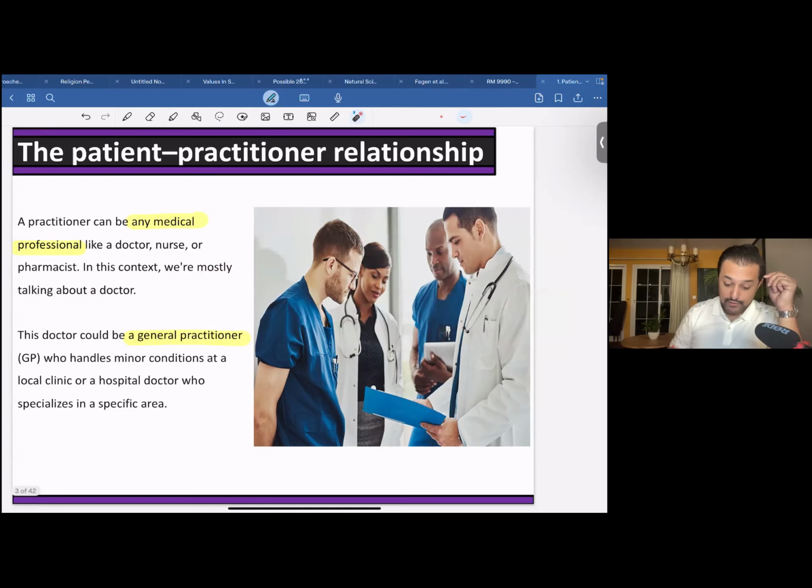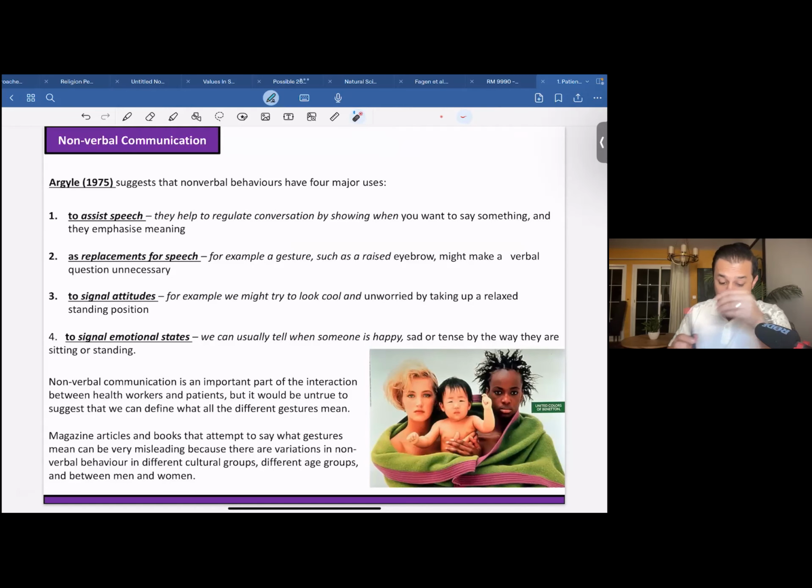Now, when we speak about non-verbal communication, according to Argyle, non-verbal communication could have 4 major uses. Number one, you could use non-verbal communication to assist speech, right? I just realized I'm moving my hands. When I'm emphasizing something, or trying to regulate a conversation with someone, your non-verbal communication could have a lot of impact. Number two, non-verbal communication could be used as a replacement for speech. For example, any gesture, any raised eyebrow. Number three, non-verbal communication could be used to signal attitudes too.